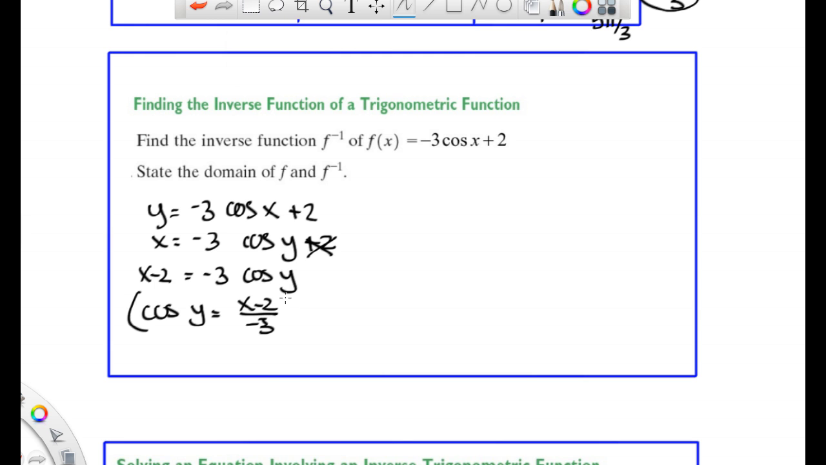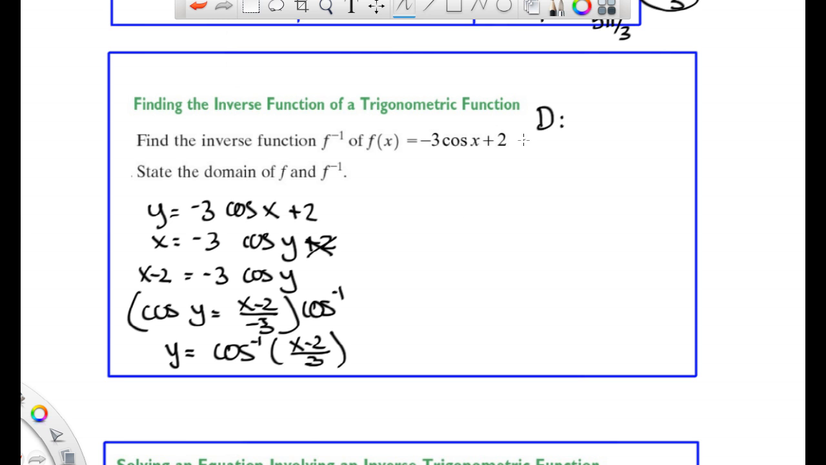Take the inverse, because if you take the inverse, then you just get y out of that. And then that will be the inverse function that we're working with. Right? Okay. State the domain of the original function. So what's the domain of the original function?